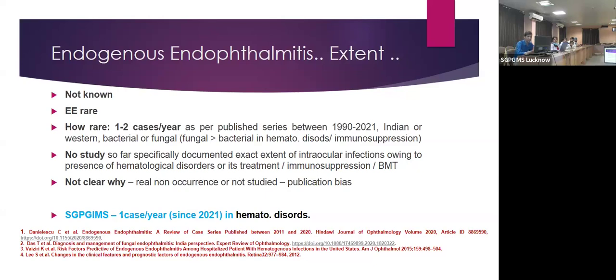One thing is still not clear: why this is so rare or why the incidence is so low, whether the disease does not really occur or it is not well studied. There is a lot of publication bias in these cases because the mortality is very high. Nobody publishes when the patient does not survive. Nobody likes to publish failure cases. Only a few very old case series are available where the postmortem diagnosis is also established. So the rarity may be because of publication bias also, since visual recovery does not happen in most cases and visual prognosis is poor. This is also a discouragement, so people don't publish these cases frequently. But anyway, these cases are very rare, and that's a good thing for the patient.